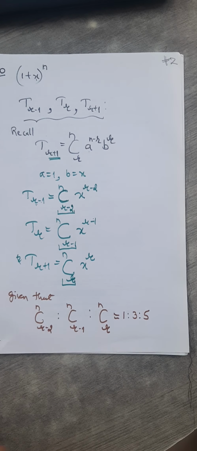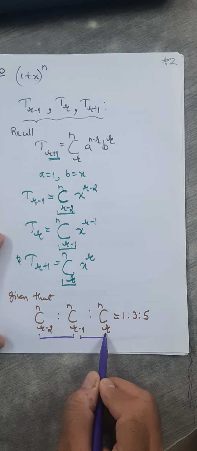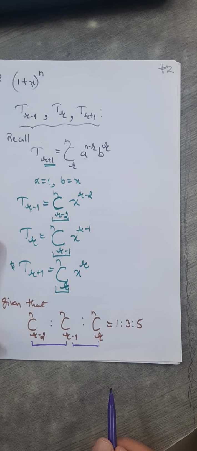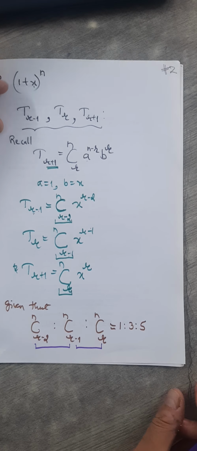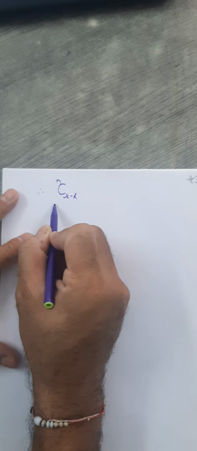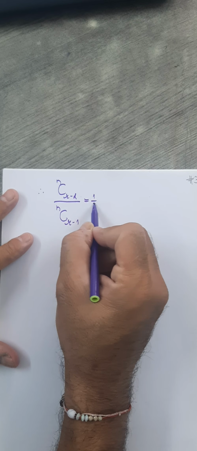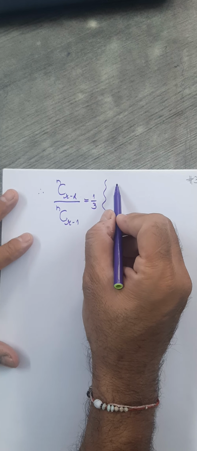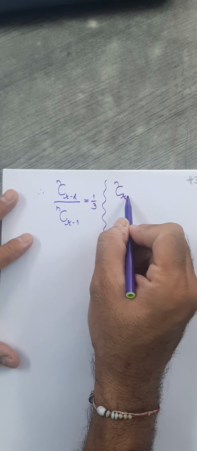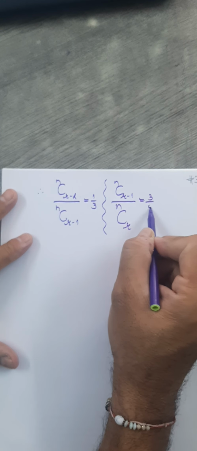Now what do we do? We use just the elimination method. How? First we use the first 2 ratio, so we'll get one equation in n and r. Then we use the other 2 ratio, so we'll get one more equation in n and r, and we solve them. That's all in all. So let me use the first 2 ratios here. I'll get nC(r-2) upon nC(r-1) equals 1/3. One more parallelly here, if I write nC(r-1) upon nCr equals 3/5.